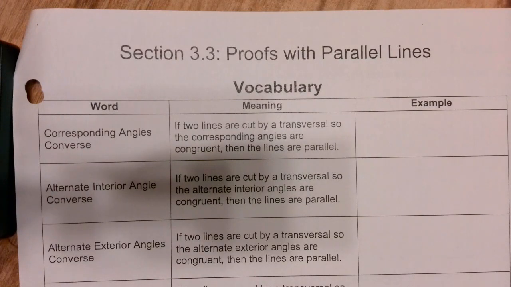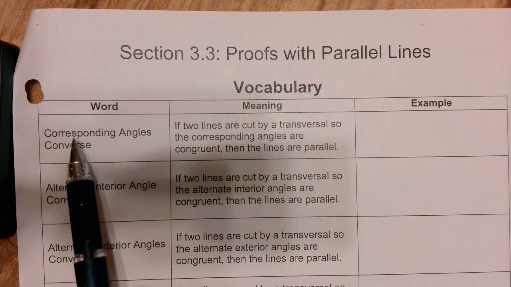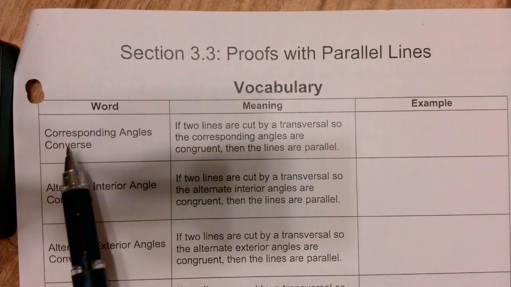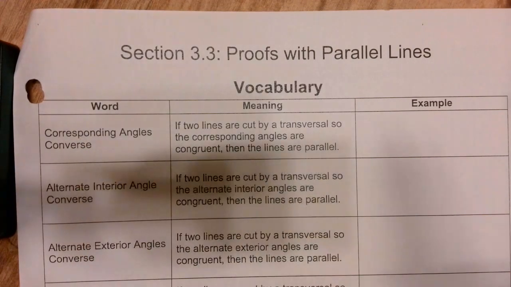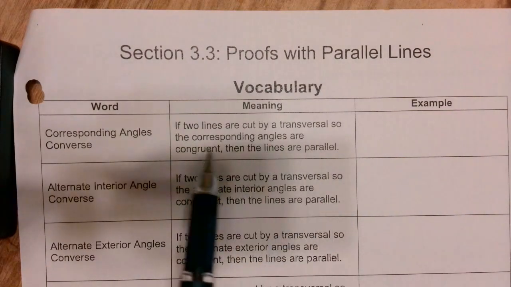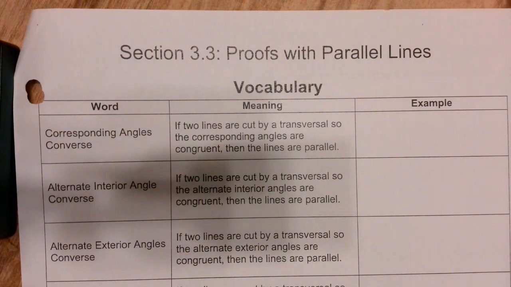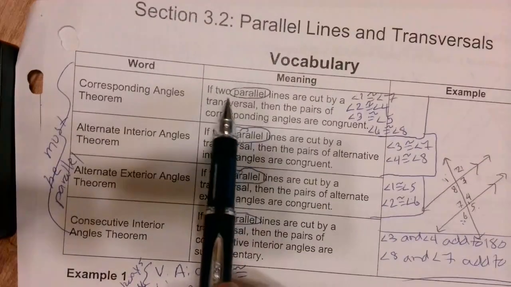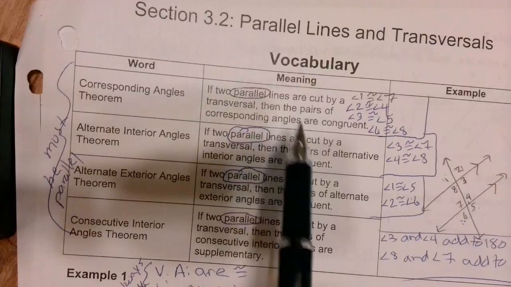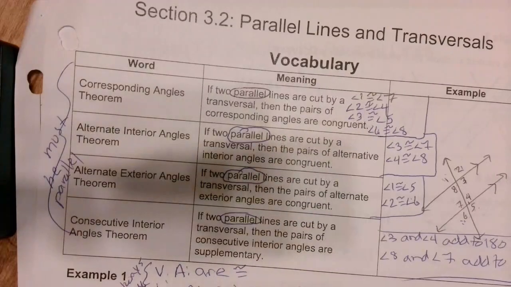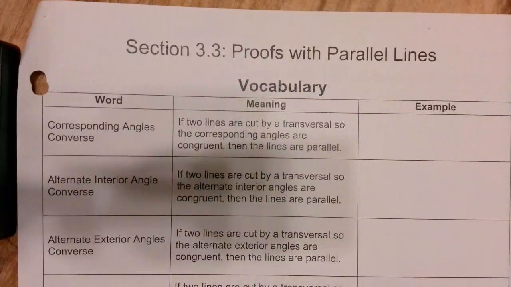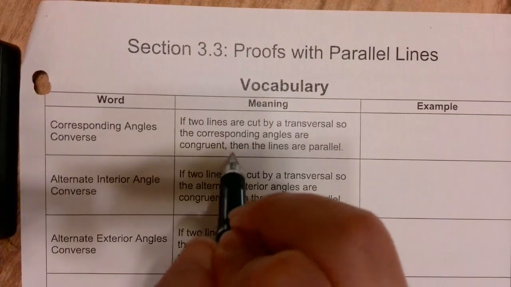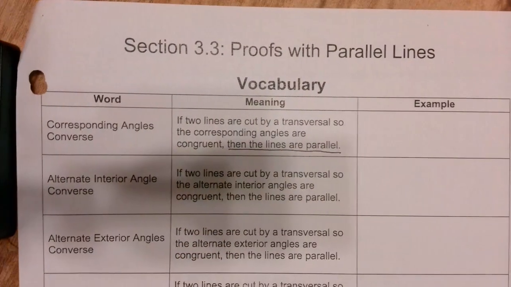Section 3.3, proofs with parallel lines. So now we're actually going to use, last section 3.2 we did the corresponding angles theorem. Now we're doing the corresponding angles converse. And the difference is that before, remember we talked about they had to be parallel. So in 3.2 it says if two parallel lines, then the angles are congruent. This is the converse. This is the backward order. This says then the lines are parallel.